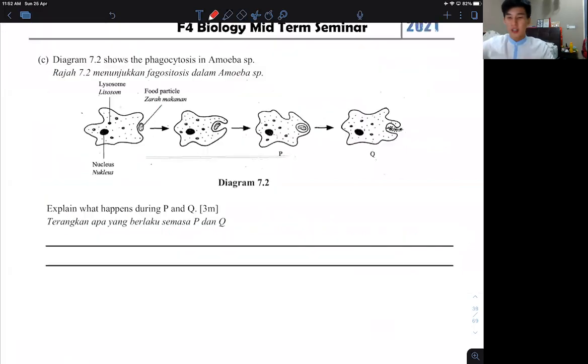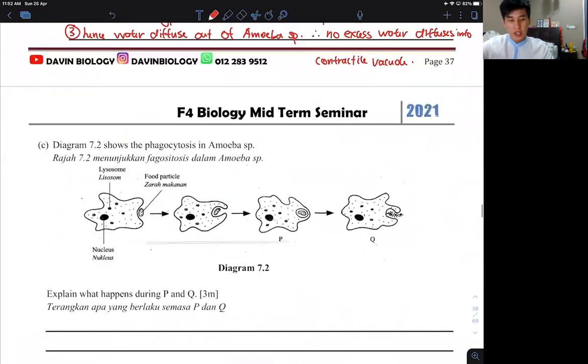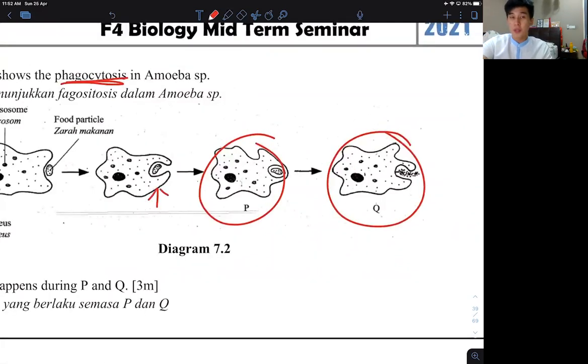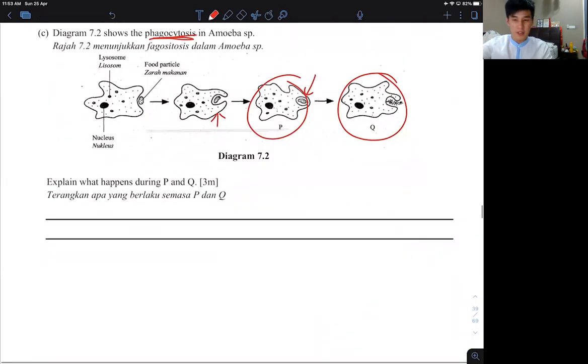So question C, come on, faster, last one. They say here, what happens during stage P and Q? So they already tell you this is phagocytosis, the eating process, but they only want P and Q. So P, you can see from here, I use pseudopodium, and here is where I start to form the food vacuole. So we can start from the food vacuole part, 3 marks, right? So food vacuole forms, and then remember, there's supposed to be a lysosome. They didn't mention it here.